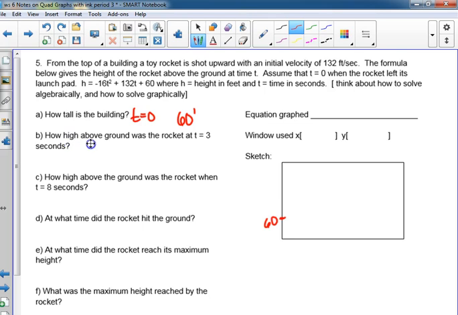Okay, how far above it was it 3 seconds in? What if I wasn't using a graph? How would I find its height at 3 seconds? Negative 16 times 3 squared plus 132 times 3 plus 60. If we actually graph it, we can just trace until 3 seconds, yes? And that'll tell us its height. Same at 8. I vote we graph it. What do you think?